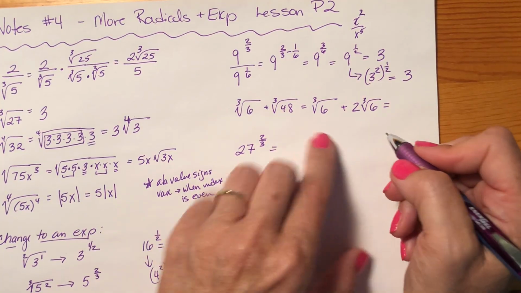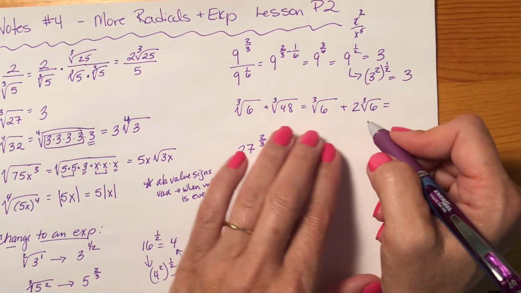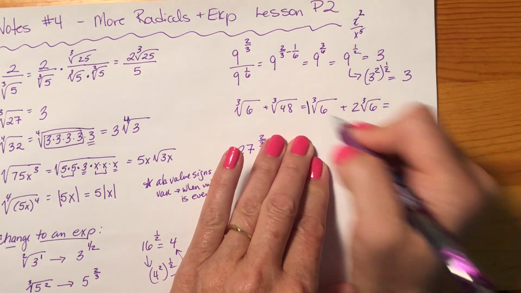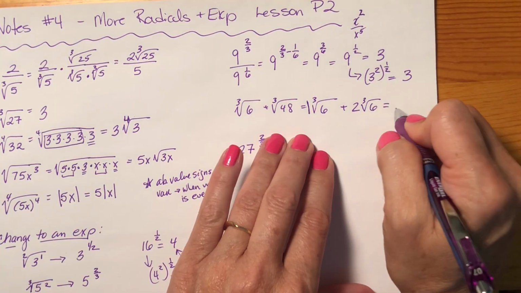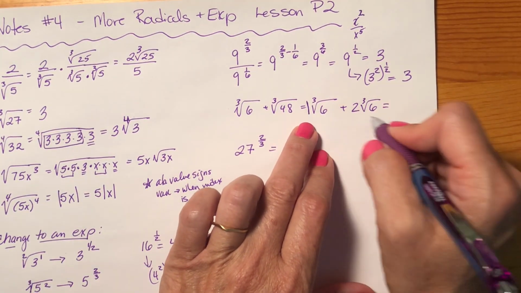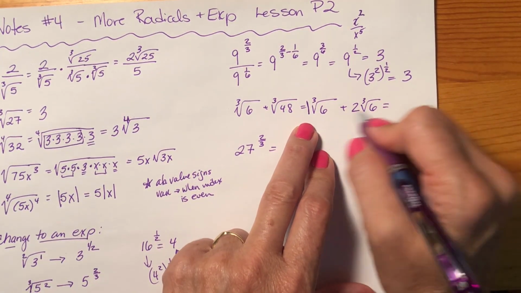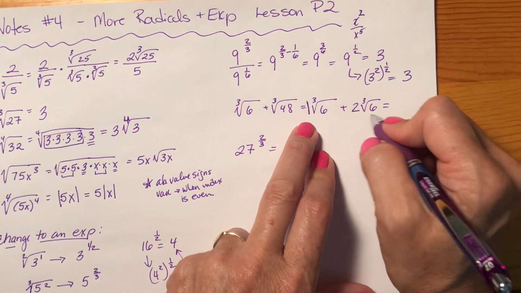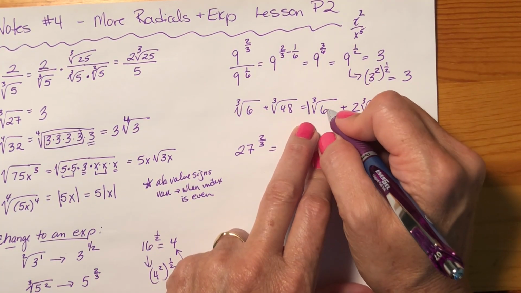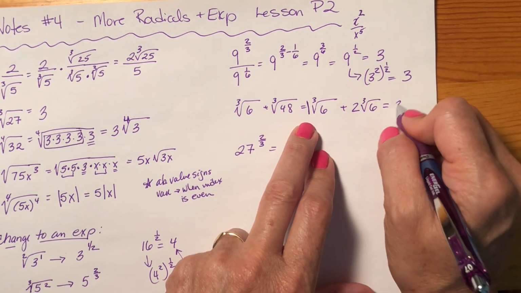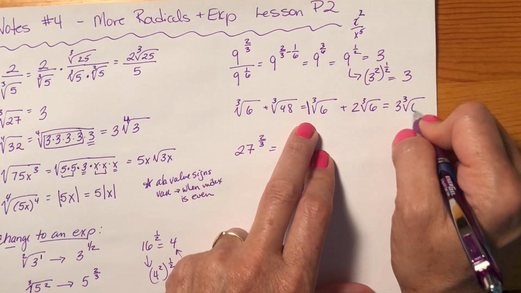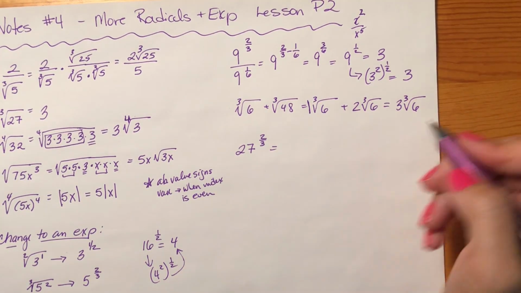I love putting these questions on quizzes because kids will forget that there's a coefficient here of 1. It separates those of you that are really thinking, and I add those terms together. So 1 times the cube root of 6 plus 2 times the cube root of 6 is 3 times the cube root of 6.